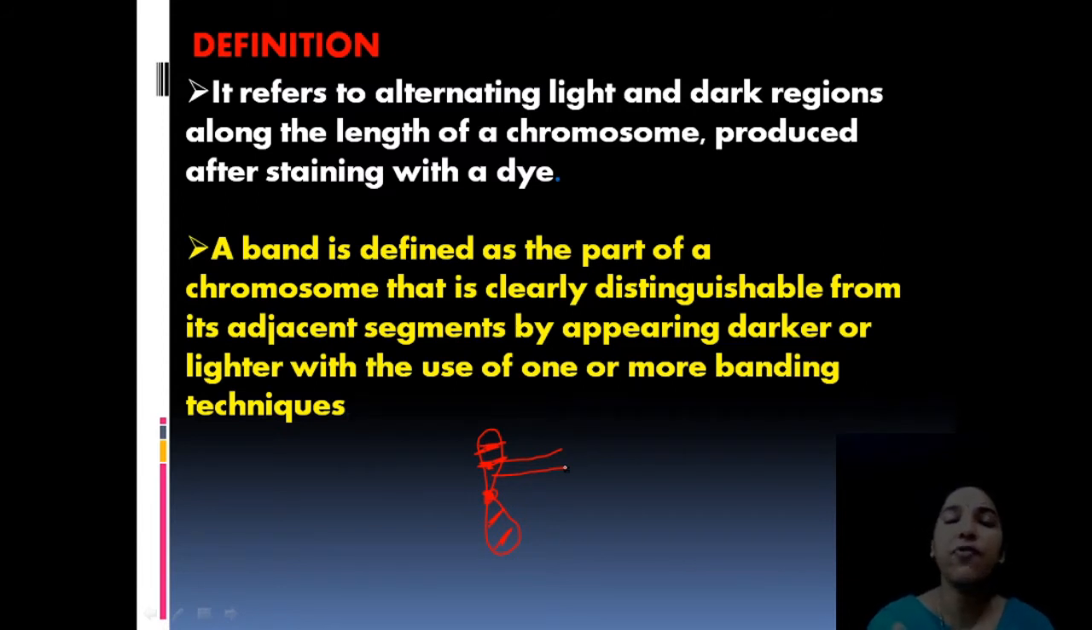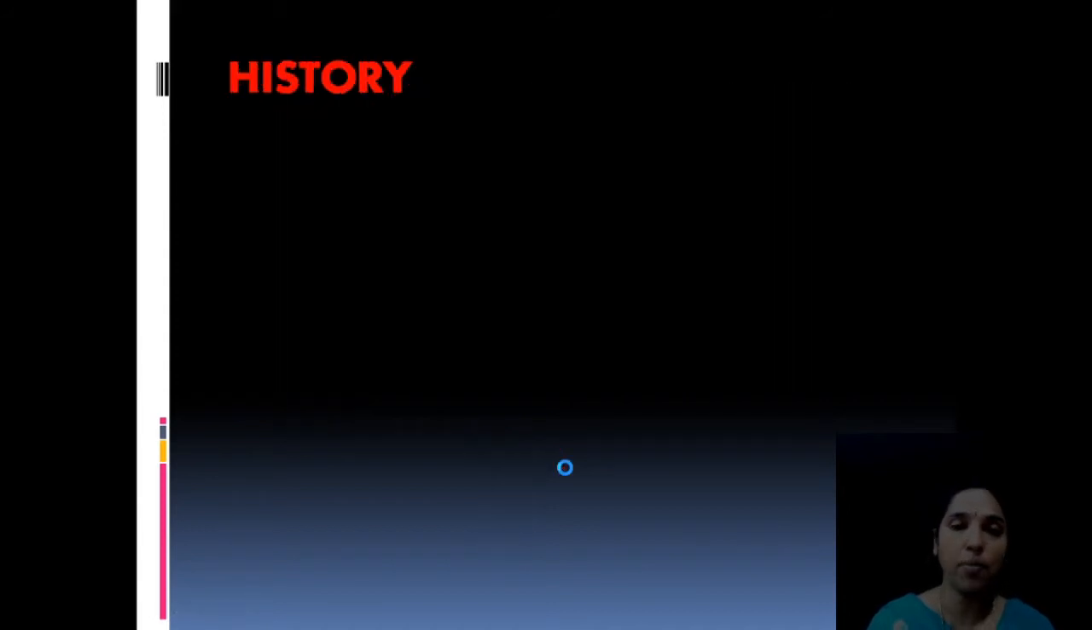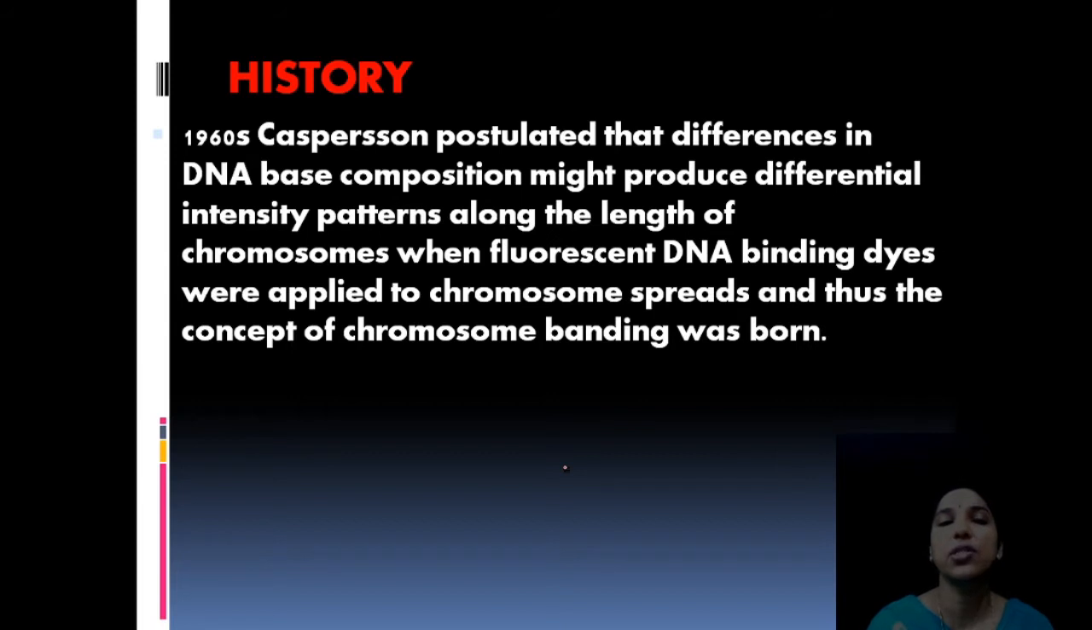Okay. So, in order to stain a chromosome, before that we have to culture the cell and undergo some methodology. After that we will stain a chromosome. Okay. So, let us look at the history of chromosome banding.